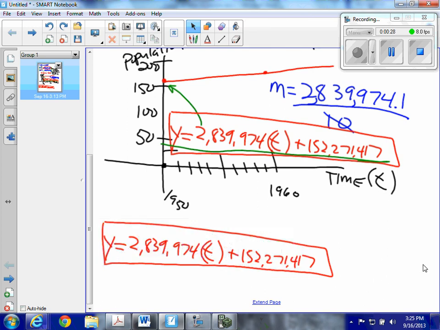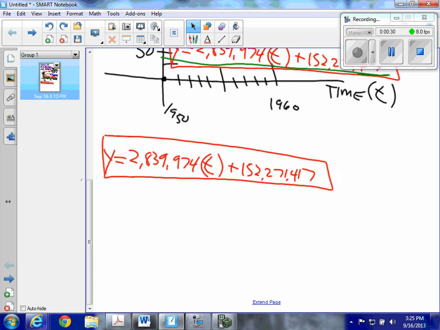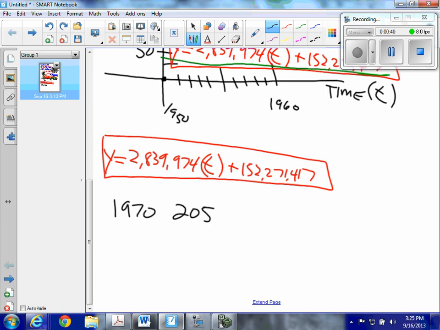What it says is that in 1970, the population was 205,052,174. Is the model for the U.S. population from 1950 to 1960, which is this, appropriate for the 1970 population? And I'm supposed to explain that.